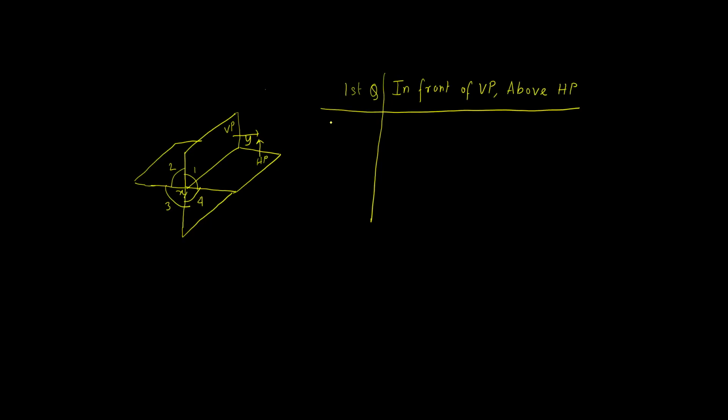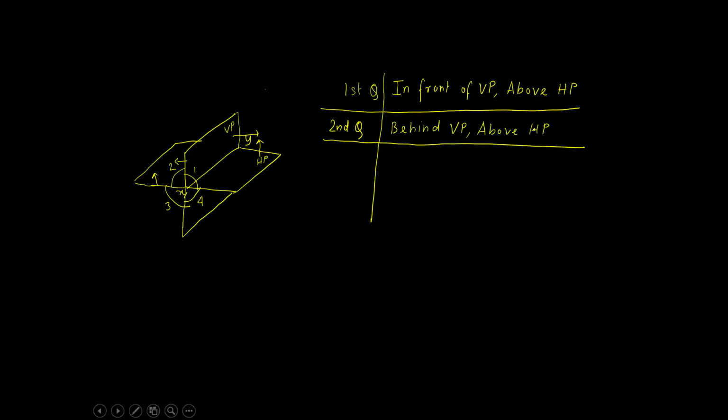If I am now shifting the position of the object to the second quadrant, suppose the object is now in the second quadrant, how can you describe its position? The second quadrant is towards the back side of the vertical plane, but it is still above the horizontal plane. So I will say the object is some distance behind the vertical plane, but it is still above the horizontal plane.